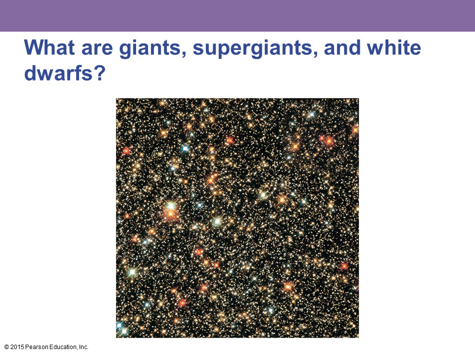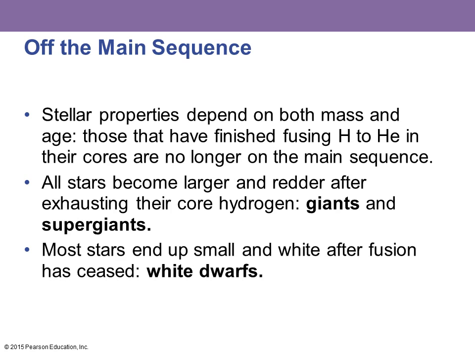So let's look at exceptions beyond the main sequence: giants, supergiants, and white dwarfs. Stellar properties depend on mass and age. Those that have finished fusing hydrogen to helium in their cores are no longer on the main sequence. Stars can become larger and redder after they've exhausted their hydrogen, and in that case we can call them giants or supergiants. And most stars end up being very small and white after fusion has ceased. We call those stars white dwarfs.